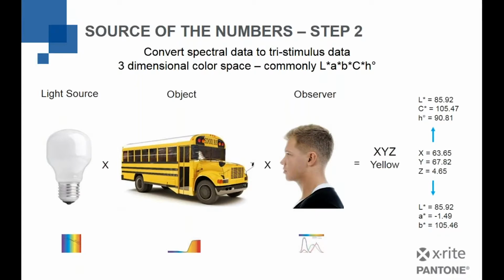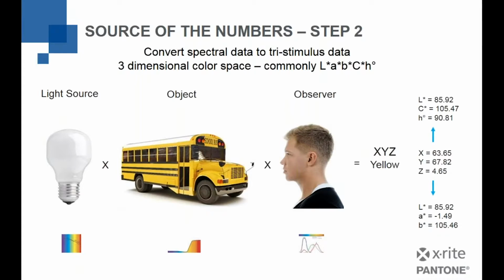XYZ is not terribly relatable to the eye, so we've got one more step of calculations we do with XYZ that converts it to either LAB, which you may be using, or LCH. And now we have this three-dimensional system that we can use to describe the color of that bus. But we're not done, because measuring something to identify what color it is isn't terribly useful, because we can look at the bus and see that it's yellow.